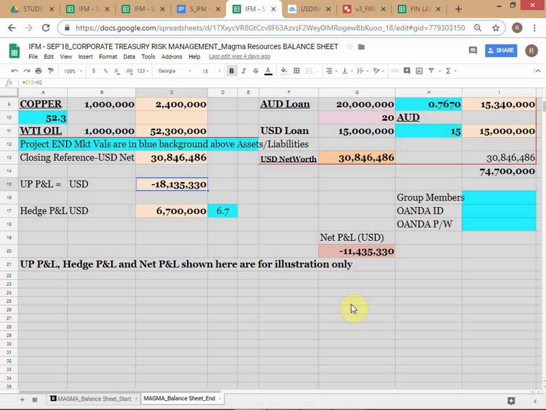Okay, the underlying position is losing 18 million, but the hedging position, the hedge book, is showing a profit of 6.7 million. That means whatever transactions you did on the hedge book, which is what you're going to do on your OANDA account, will basically be your hedge book. Whatever transactions of buy, sell, etc. you did on your hedge book is showing a profit of 6.7. And that's why your net P&L is minus only 11 million, not minus 18 million.